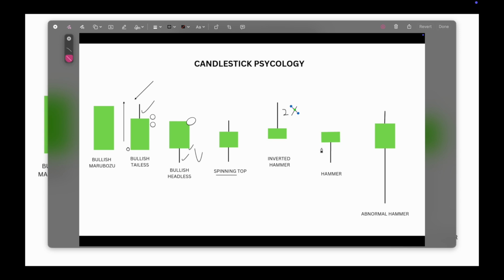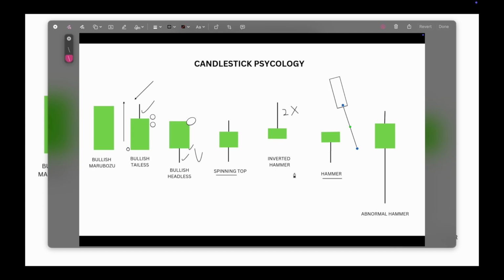This is the inverted hammer and a normal hammer. It is the same kind of hammer, but the wick is on the lower side. The wick size needs to be twice the size of the body, and it is the opposite of the inverted hammer. If I draw one candle that looks bullish to me, but it has a wick twice the size of the body, this is also a hammer. This is not bullish, this is also a hammer. That is the difference between the bullish tailless candle and a hammer. You have to understand this candlestick psychology. This is the secret of winning every trade.